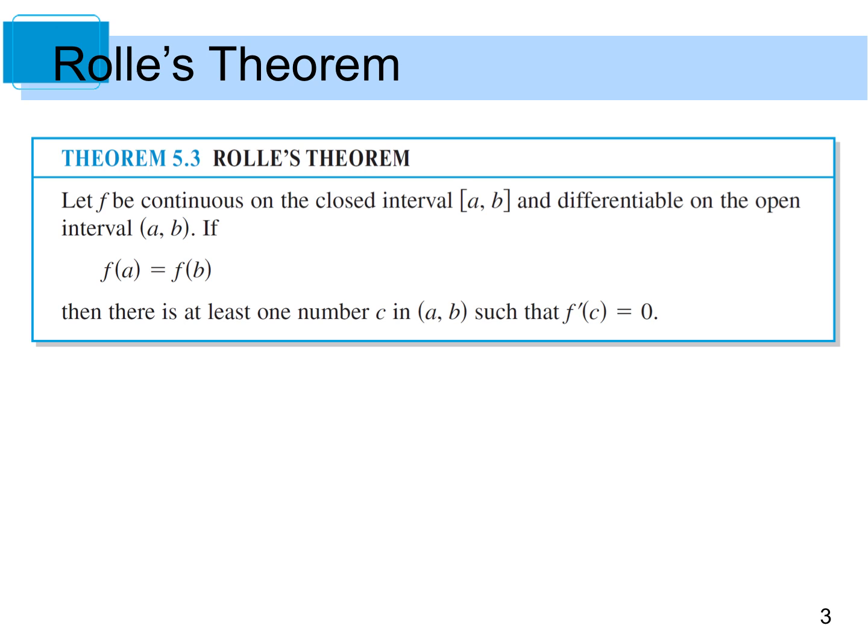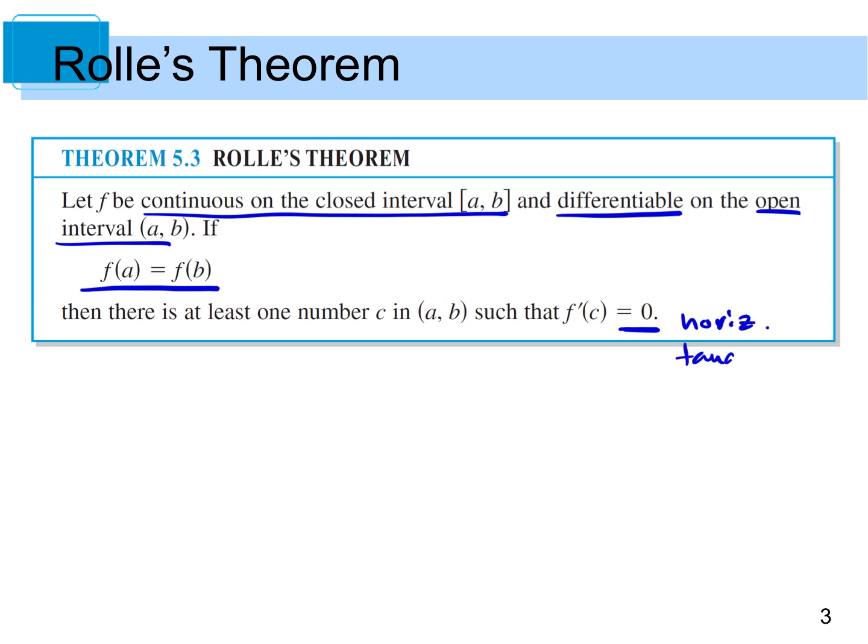Rolle's theorem says let f be continuous on a closed interval and differentiable on the open interval, and f of a has to equal f of b. Then there's at least one number c in this interval such that the derivative equals 0. So this means that we have a horizontal tangent line, which means that there's either a maximum or minimum.